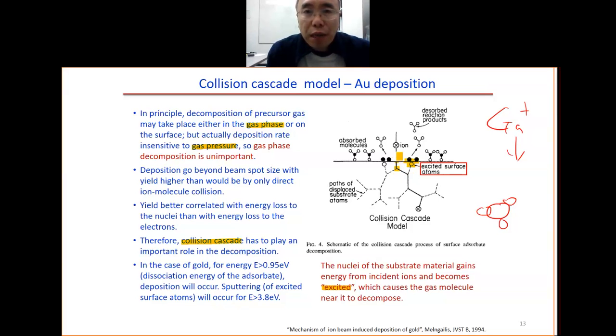So now let's compare this one with the regular CVD process. For the regular CVD process, for example, again we take this tungsten CO6.